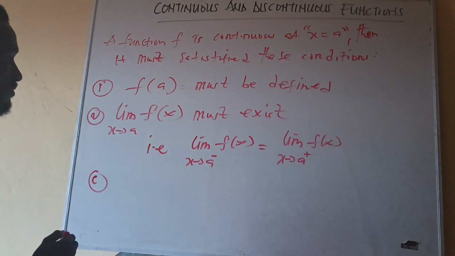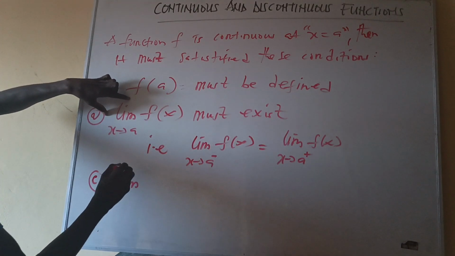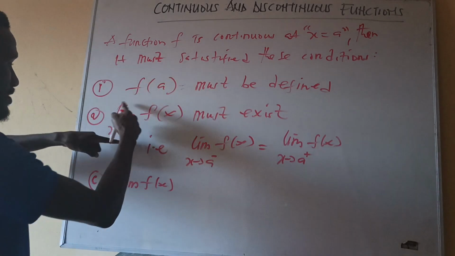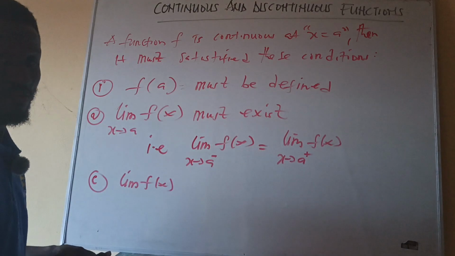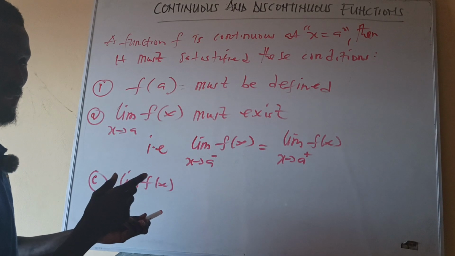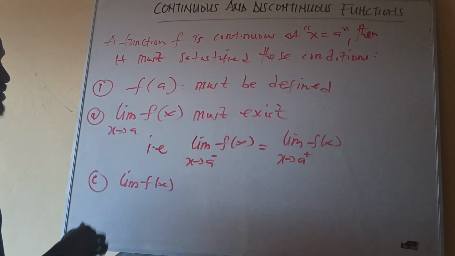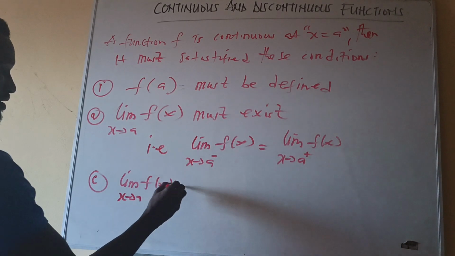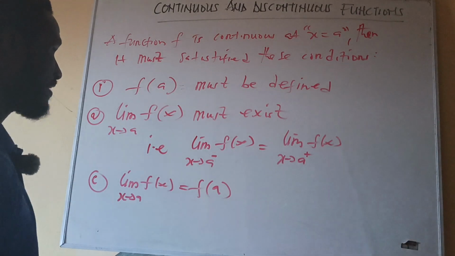Now, the last one is condition 3. If the limit of f of x, that is this one, now don't forget this one is the limit of f of x. This and this give you one-sided limits. You get it? This one is a one-sided limit. This one is another-sided limit. This one is a both-sided limit. Now, if the limit of f of x as x approaches a is the same as f of a. So we have these three conditions.